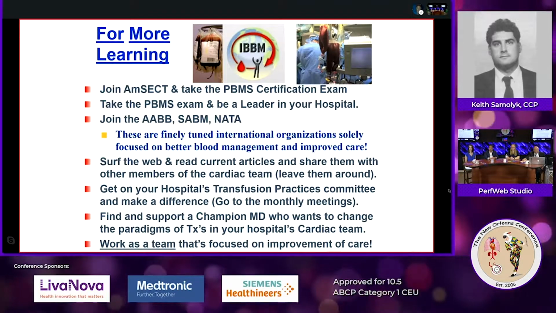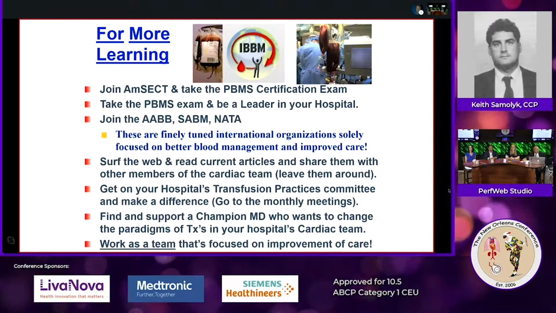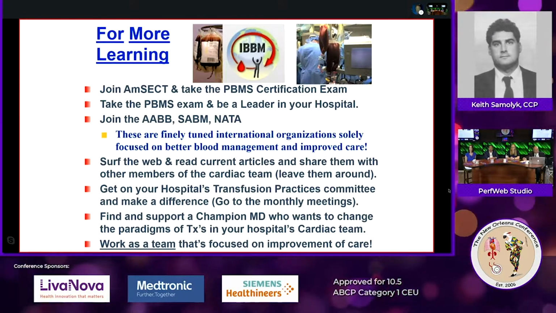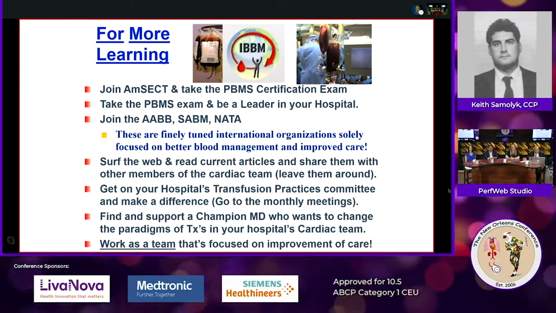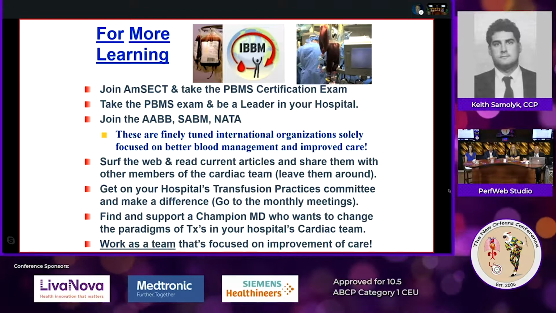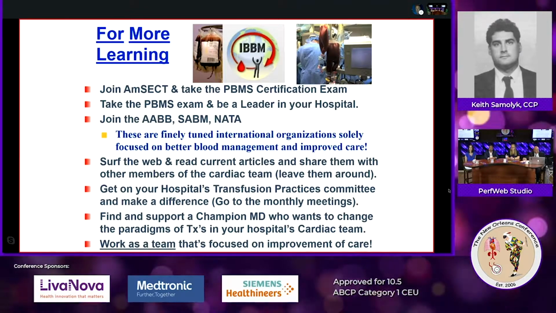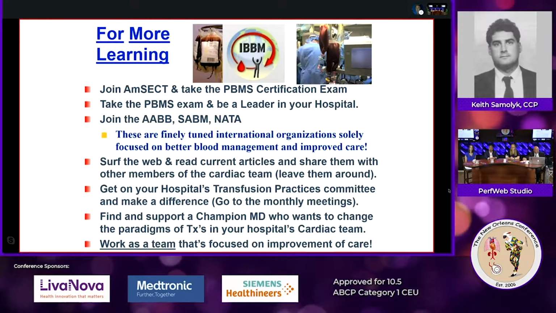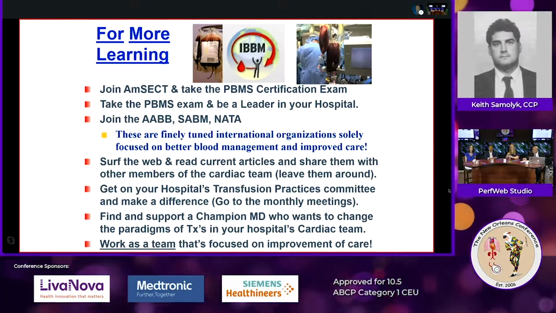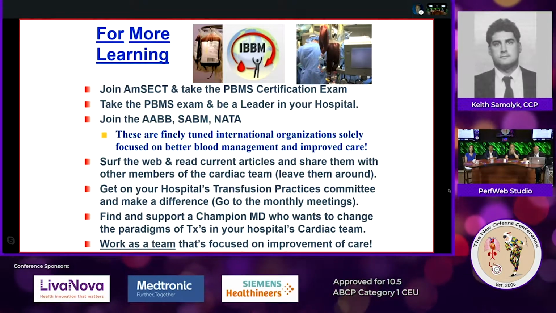So you want to surf the web, you want to read articles, you want to share them with other members of the cardiac team. What I noticed was if I had a really good article, I put it in the pump room. I didn't ask people to read it. I just left it on the table in the pump room. Everybody ended up reading articles that were left in the pump room, including doctors and anesthesiologists that were sitting around waiting for cases.